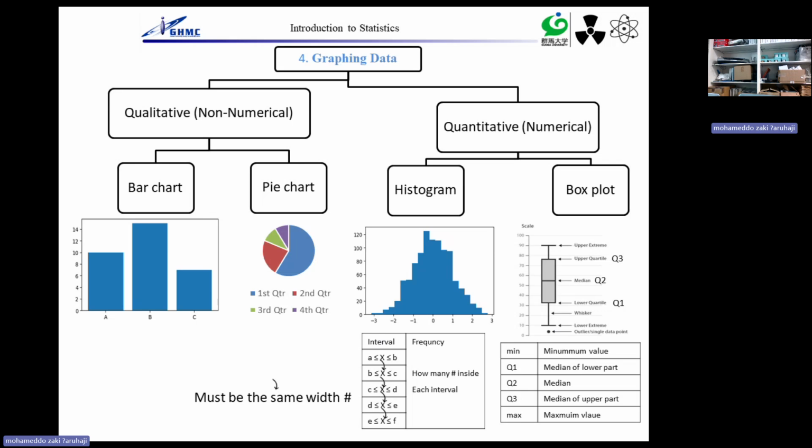Now, when I divide my Q2, this allows me to have a lower part and an upper part. My minimum value is 1, is here. My maximum value is 4, is here. This is my whole range.